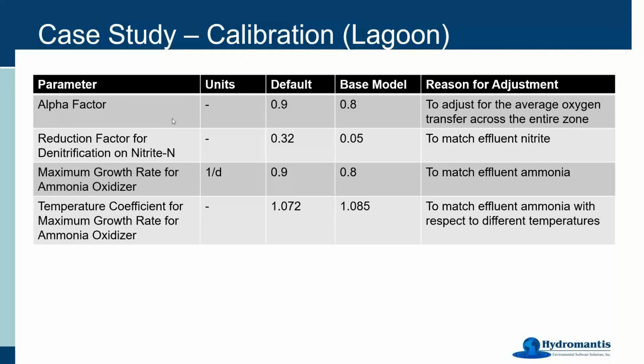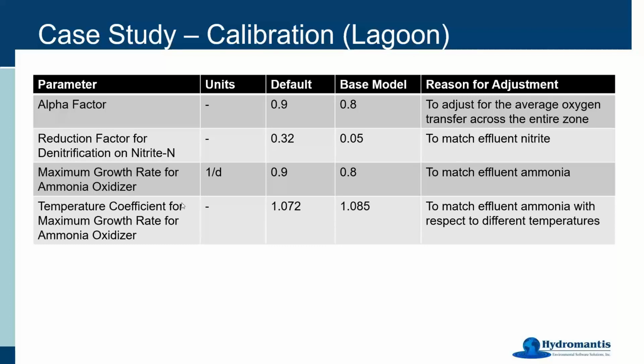Now we can finally answer the last question about the oxygen transfer. The typical alpha factor for a mechanical aerator is around 0.9. But to account for the reduced average oxygen transfer rate across the entire zone, this number was reduced to 0.8. We also reduced the anoxic reduction factor for denitrification on nitrite, because as you see in the results in the next slide, the nitrite is quite high in the summer month. So using a lower value here could prevent the heterotrophs from denitrifying all the nitrite directly.